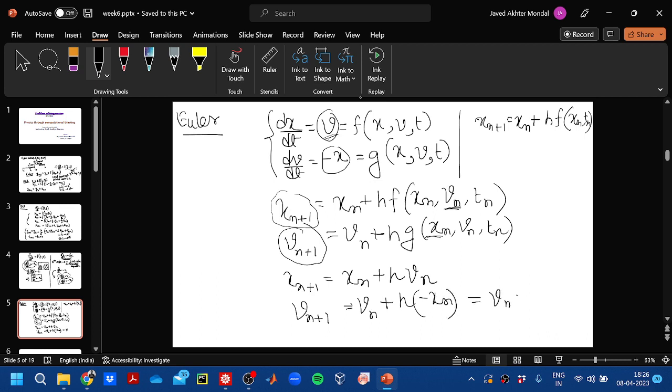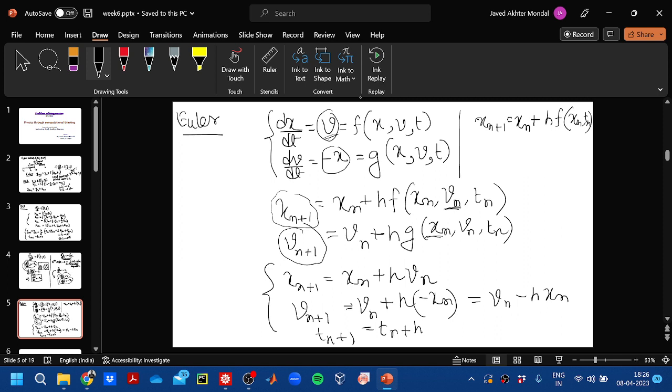So vn minus h xn, and tn plus 1 will be equal to tn plus h. So this is the update rule for this particular second order equation using the Euler method. We can generalize this idea to a differential equation of any order.